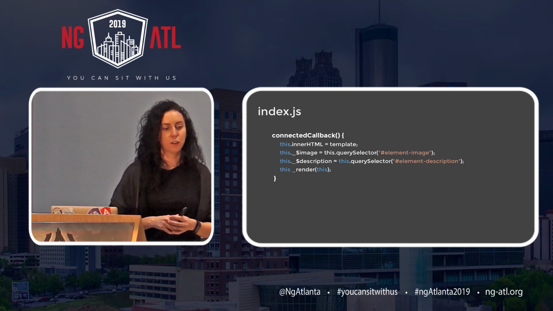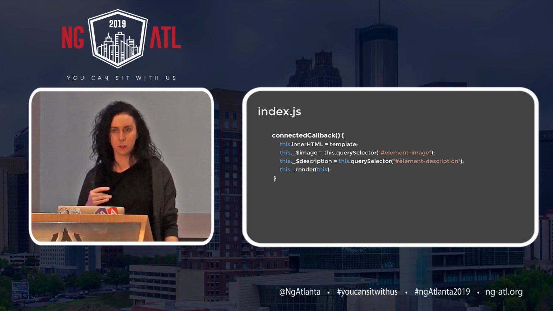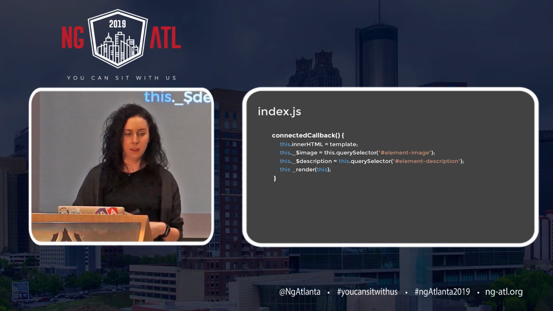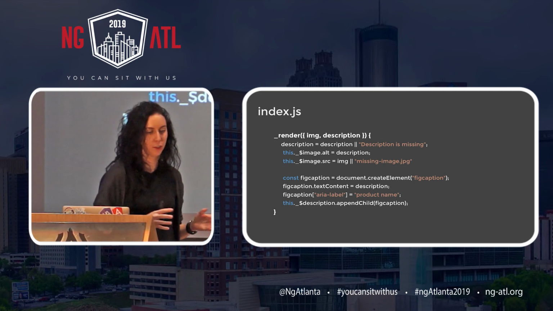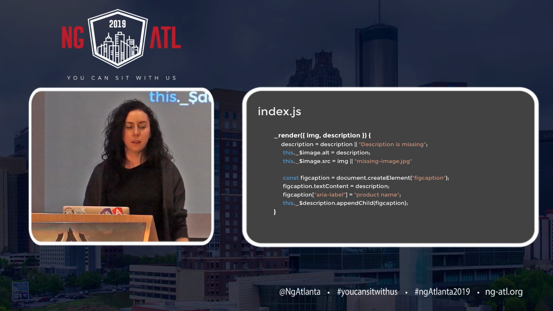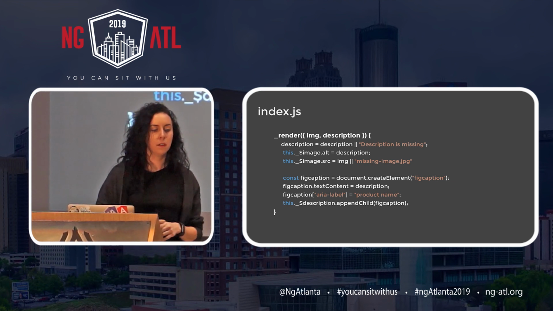And then we have our connected callback, which is called as soon as the custom element is appended to the DOM. And here we have our reference to our image and description. Then we call render, and we're pretty much done. So up to here, we have created a custom element. This is pure JavaScript, by the way. We have created our custom element.